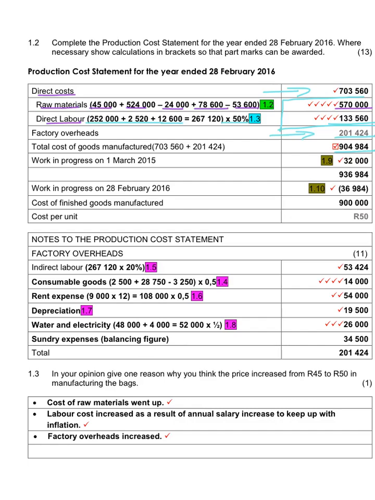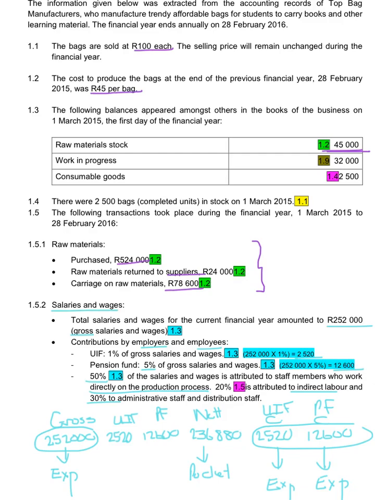The indirect labor is this total amount that we calculated for direct labor times 20%, because they said only 20% is involved with the indirect expenses. For consumable stores, we have to look at the opening balance plus the purchases less the closing balance. Opening balance of consumables is 2,500, so we use that in the current year.